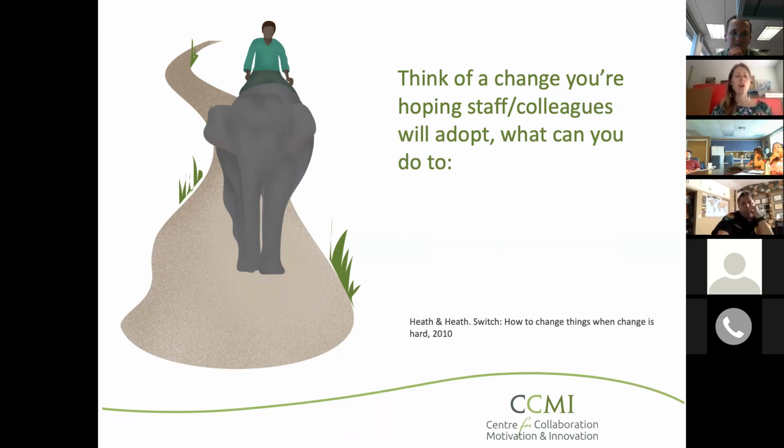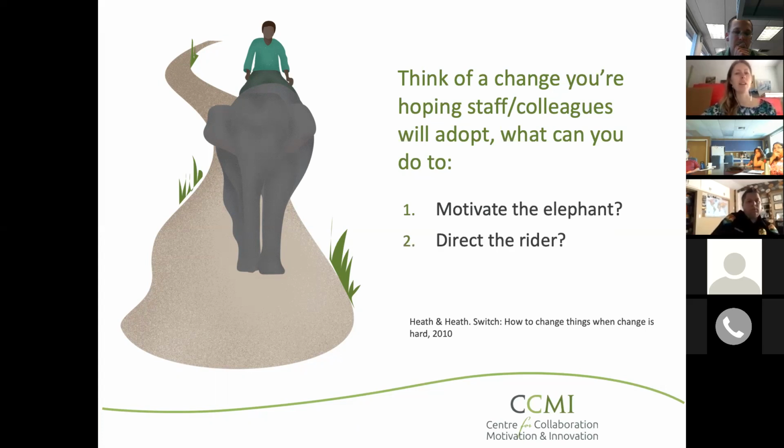So I hope there's a really nice video out there about the elephant, rider, and path analogy. It comes from Heath and Heath's Switch: How to Change When Change is Hard. But I wanted just to use this as a metaphor for thinking about some of the changes that we're pursuing, some of the changes that we're hoping our staff and colleagues will adopt. And what are some of the things that you can do along the lines of motivating the elephant, directing the rider, and shaping the path?